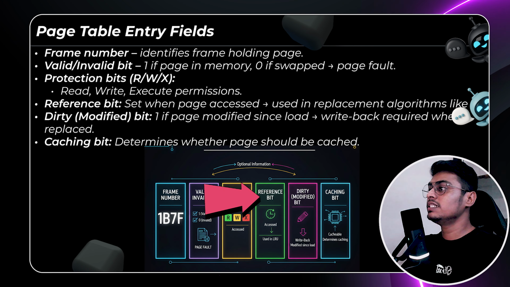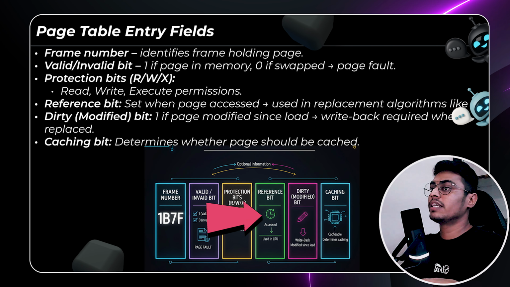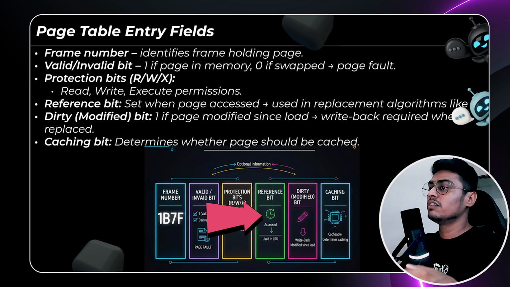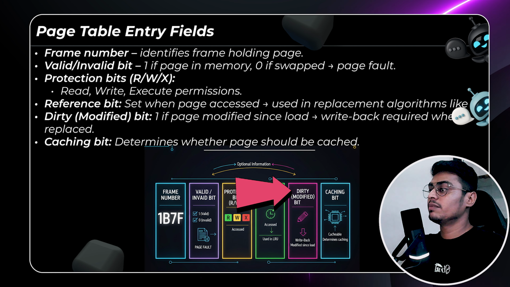Now the next field is the reference bit. This bit is used by page replacement algorithms. It is set to 1 whenever the page is accessed, read or written. Page replacement algorithms like least recently used, LRU, use this information to decide which pages to swap out when memory is full. Now the next field is the dirty bit, or modified bit.